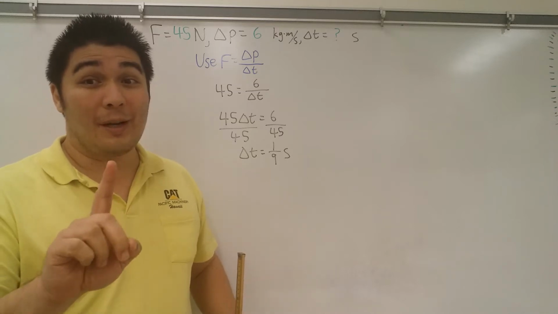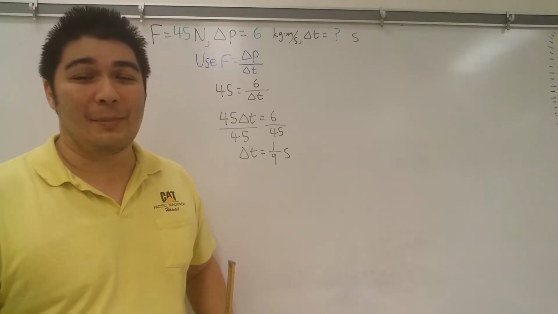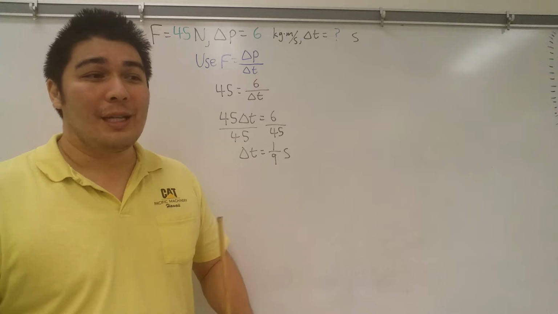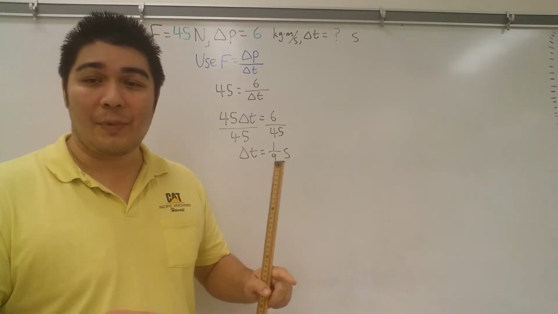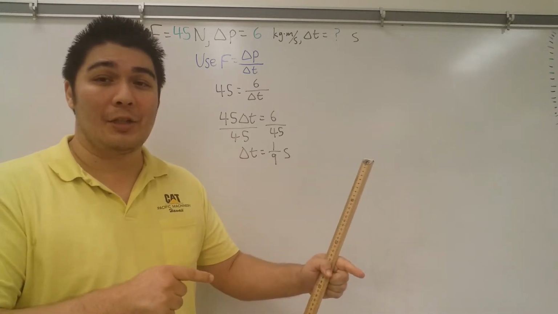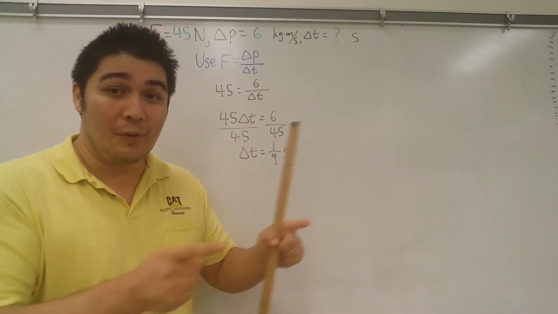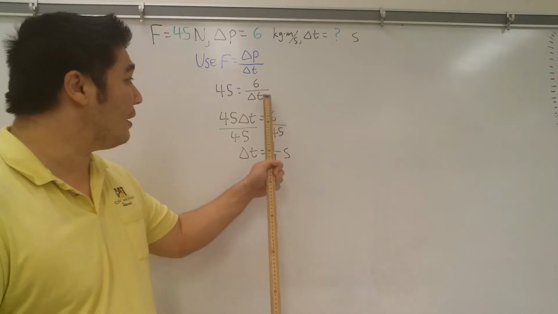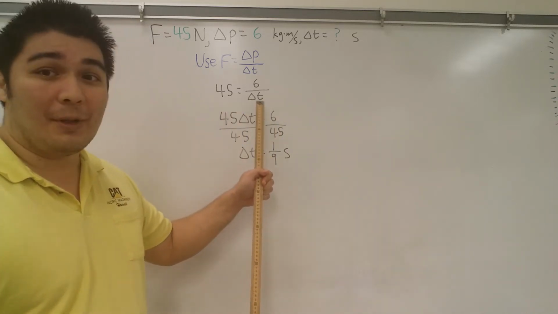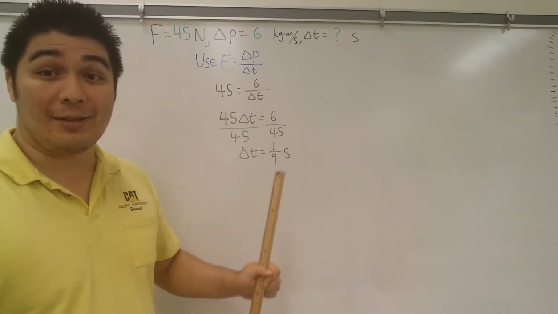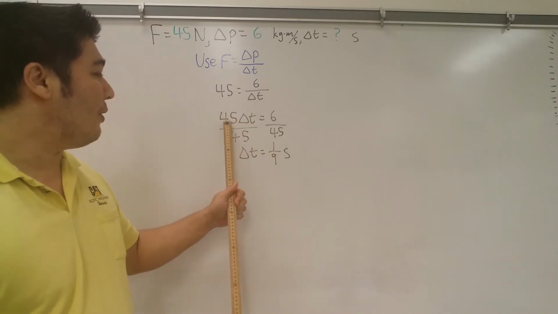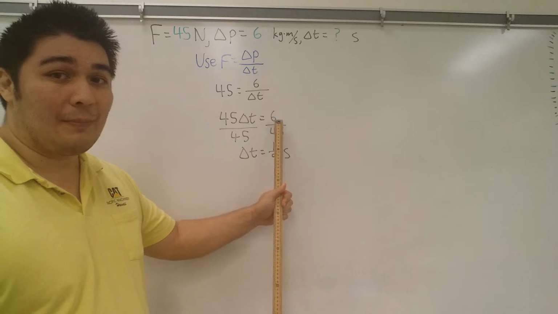Now, this is the part where I say I don't like this delta T in the denominator. Because it's being divided, I'm going to do the opposite operation to it and move it over to the left side of the equation by multiplying both sides of the equation by delta T. So I get 45 delta T equals 6.